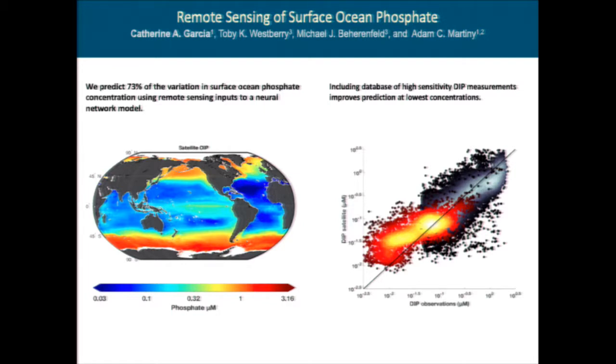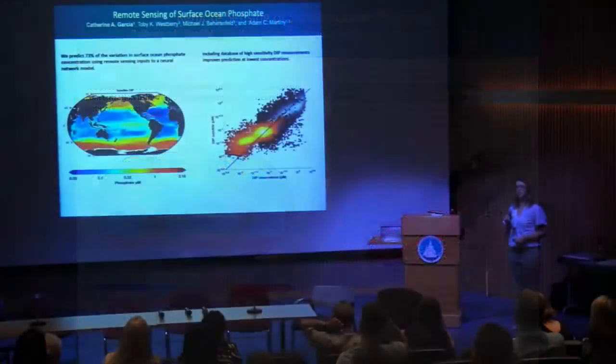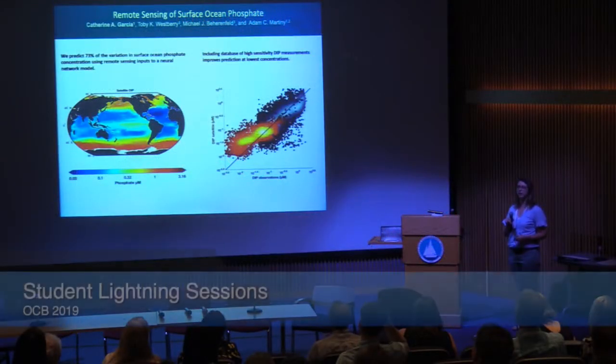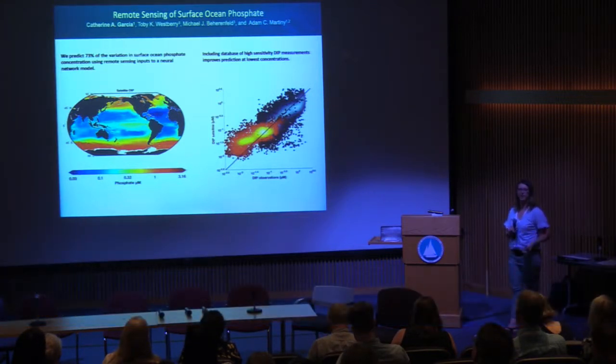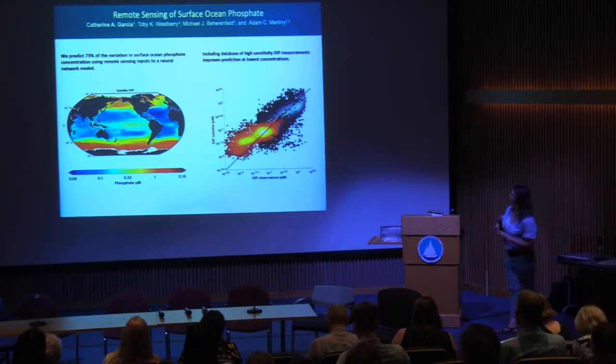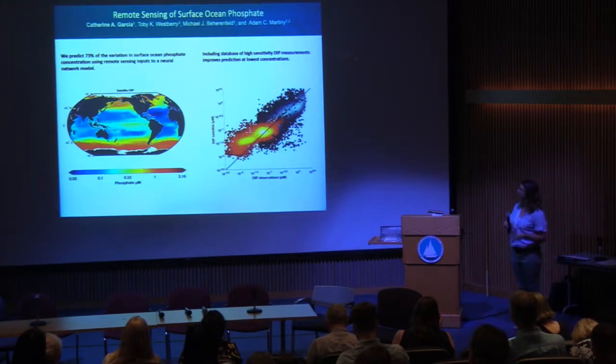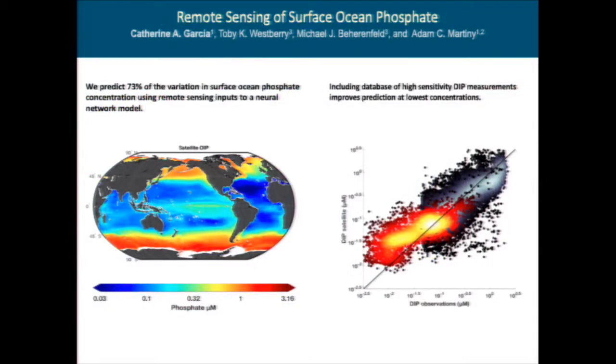So kind of on a similar vein, I was interested in predicting the surface variability of dissolved inorganic phosphate. This is an important biolimiting nutrient that has a different surface variation than, say, nitrate, for example. Using the database of GLODAP observations, we filtered it down to about 30,000 observations, and these happen to overlap with the remote sensing observations for the past 20 years or so.